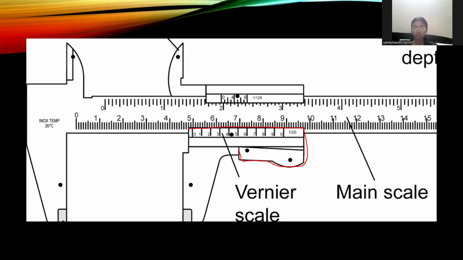This is the main scale, like the scale which you are using at home, like a plastic scale. Yes, sir, in the lab I have seen. So this is the main scale, this is the vernier scale.